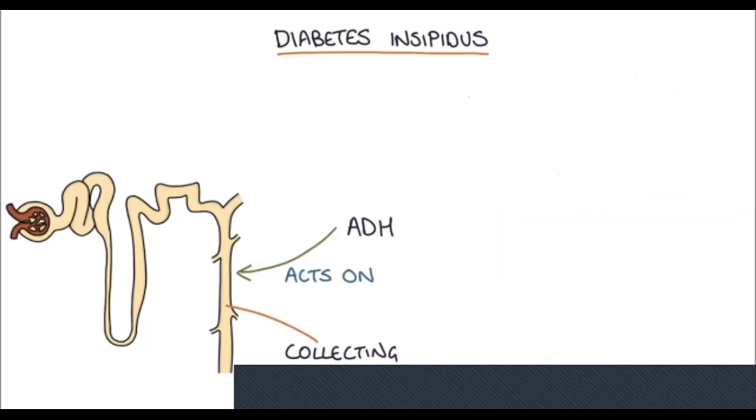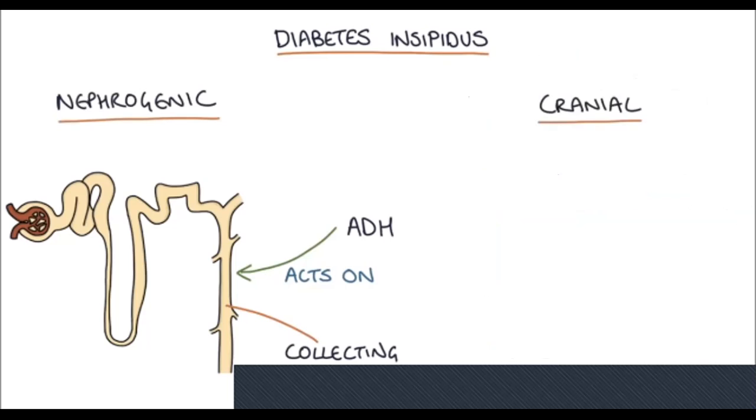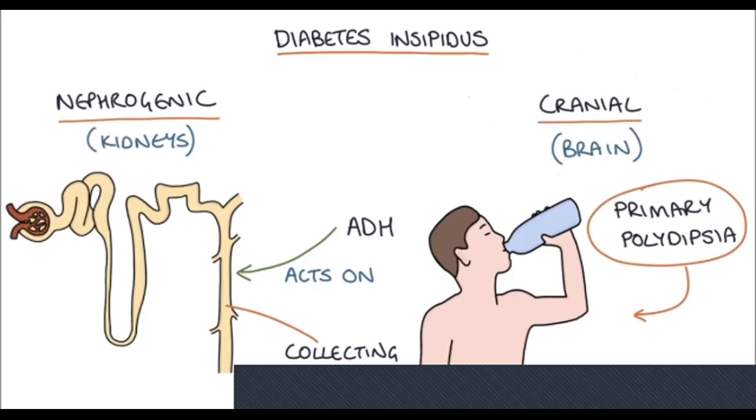It can either be classified as nephrogenic or cranial diabetes insipidus, depending on whether the problem is in the kidneys or in the brain. And a key differential diagnosis of diabetes insipidus is primary polydipsia. This is where the patient has a normally functioning ADH system, but they're drinking excessive quantities of water, and this is leading to excessive urine production. They don't have diabetes insipidus, but they present with polyuria and often polydipsia.